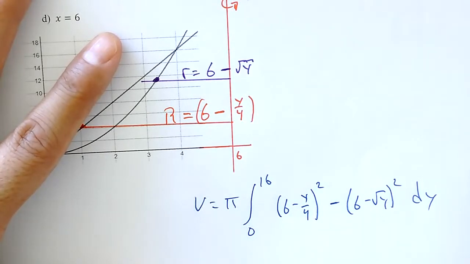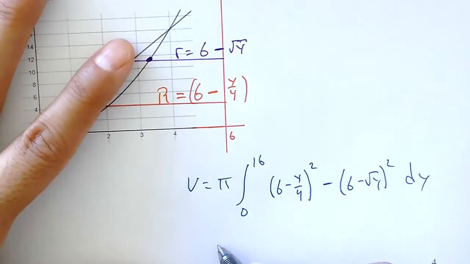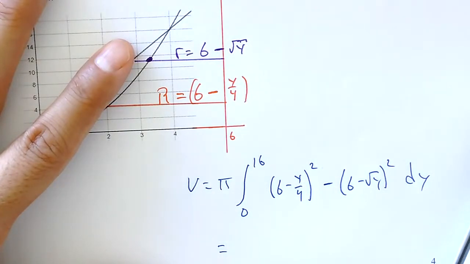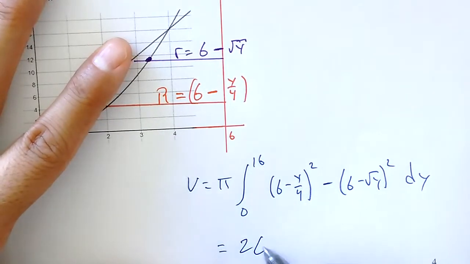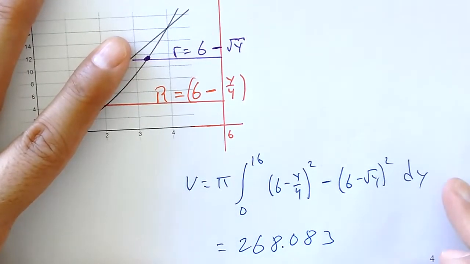Normally in class, because this kind of gets messy, I will just pop it into my calculator. So pop that into your calculator, set it up. I am doing calculations right now, and I'm getting 268.083. Okay, this is homework 95.